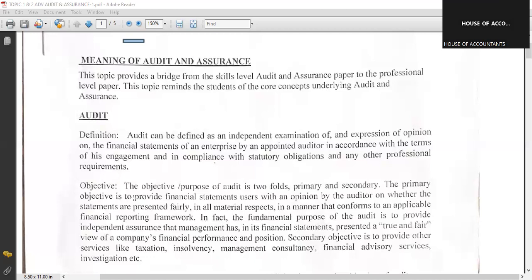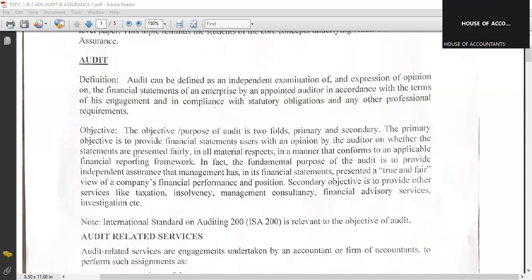While the secondary objective is to provide other services. The main objective is to give the opinion whether the financial statement gives a true and fair view. While the secondary purpose is to provide other services like taxation, insolvency, management consultancy, financial advisory services, investigation, forensic, and all the like.